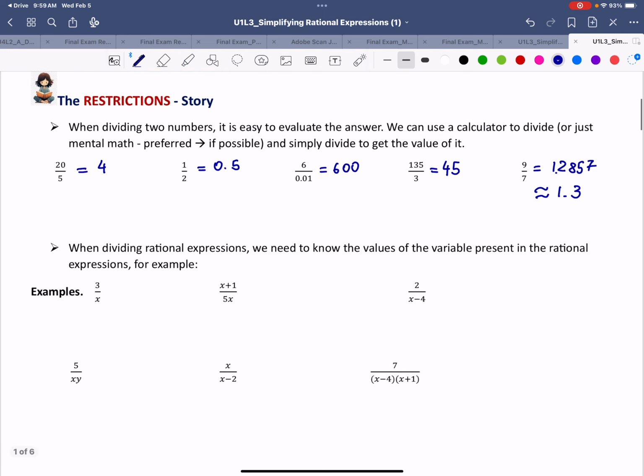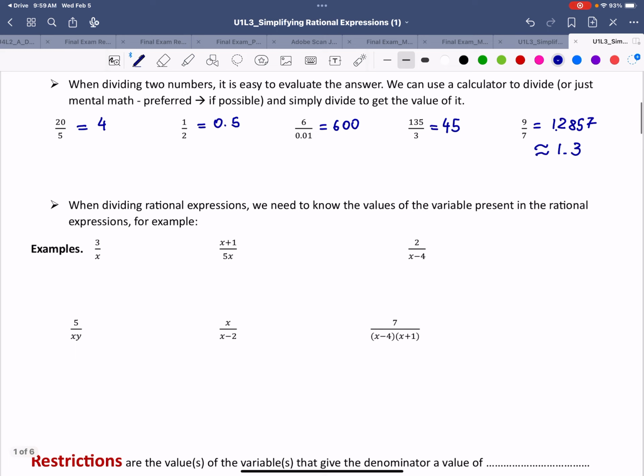When we divide rational expressions, on the other hand, we need to know the values of the variable that is present in the rational expression in order to be able to evaluate it or to find the numerical value of it. So, for example, if you have 3 over x, you cannot evaluate it if you do not know what the value of x is. So that's a rational expression.